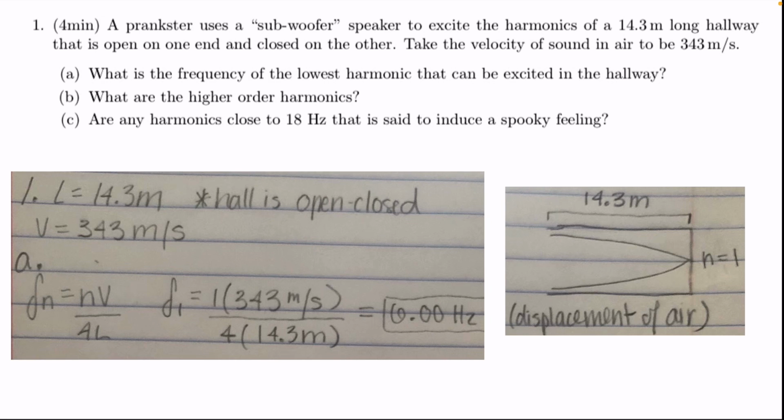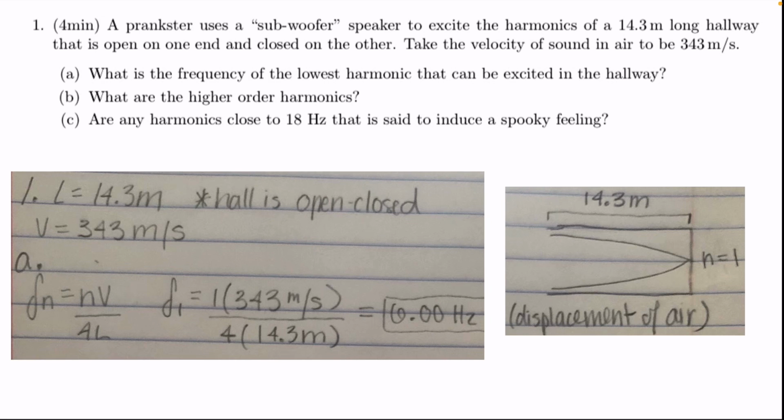If we were to look at the change in pressure, this picture would be flipped, with the nodal point facing the opposite side. So we learned this week that the equation for an open-closed situation like this is f sub n equals n times v over 4L. And luckily we have all of those numbers.